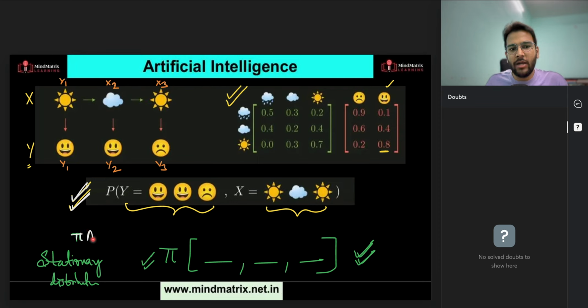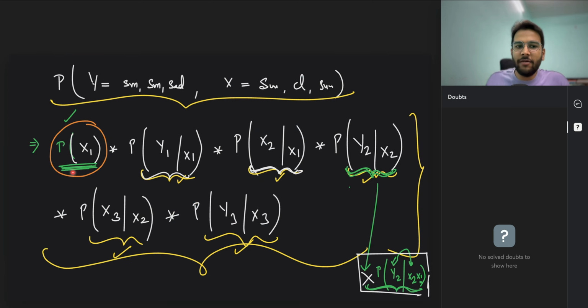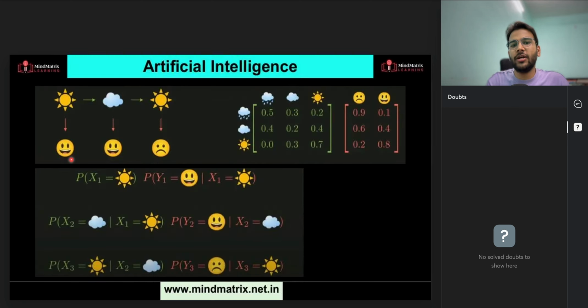That is nothing but pi of A is equal to pi. What is this A? A is nothing but the transition probability matrix. So when this is true, then we can say that we have found the stationary distribution, and that will be represented by this. If someone asks you what is the probability of weather being cloudy, you can answer, this is the value. Weather being rainy, this is the value. Weather is sunny, this is the value. So we can find these values using the stationary distribution.